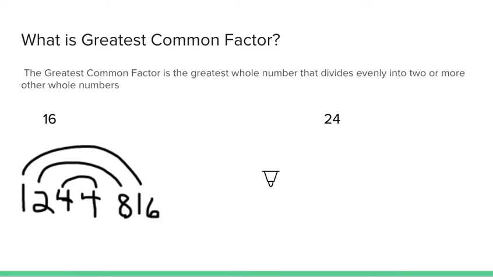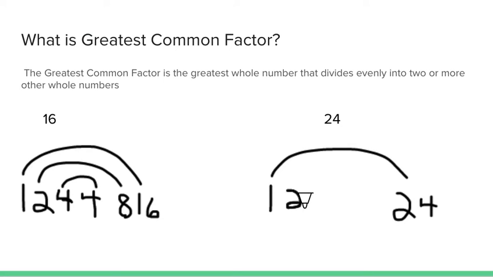Next, let's do the factor rainbow for the number 24. And always, once again, we start with the number 1. Well, 1 times 24 gives us 24. 24 is an even number, so 2 is going to be a factor. 2 times 12 gives us 24.